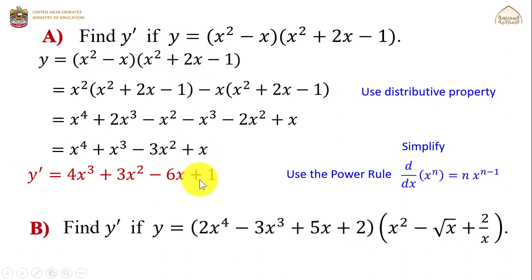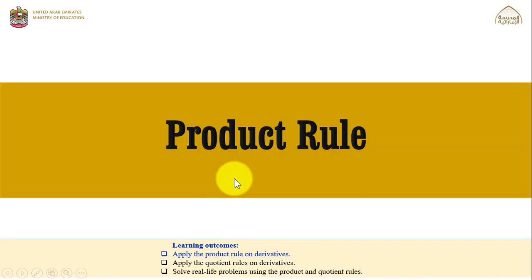But if we have a function like this, how can I find the derivative using the basic rule of derivatives? It is not easy to simplify here. It will take a lot of time to simplify using distributive properties. Then we need another rule to find this derivative. This rule is called the product rule.